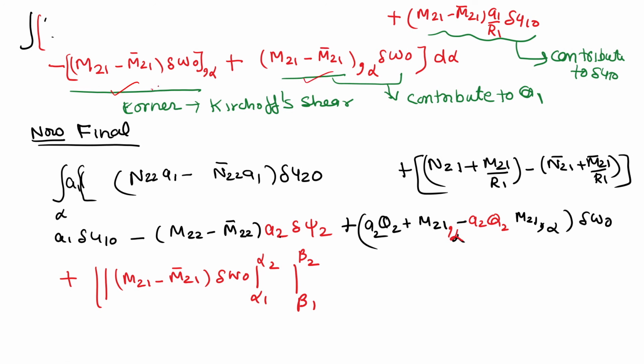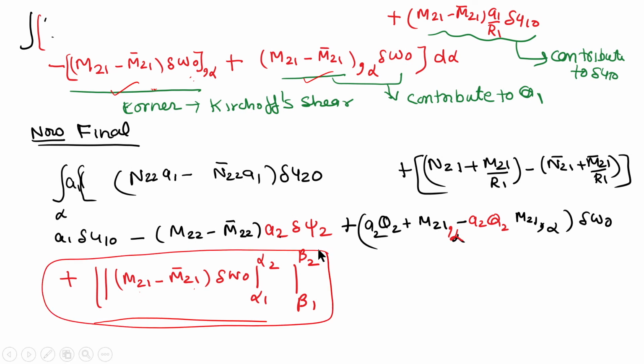This term, if you integrate, will go to the corner and look like this: m21 minus m2 bar del w naught, from alpha 1 to alpha 2 and beta 1 to beta 2. This is your contribution. Generally, we do this derivation before adding our external work done. Then this term will go to the contribution of del w naught. So, del w naught has this q2 contribution and del u naught has the contribution n21, and this is known as the Kirchhoff shear corner terms.